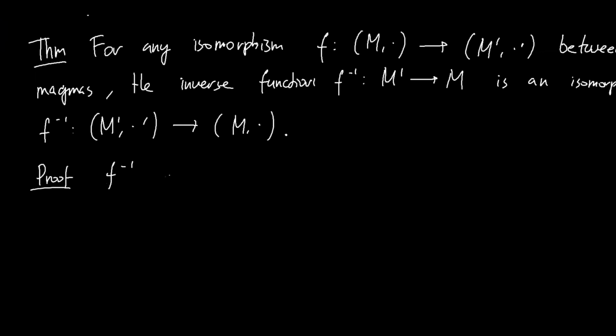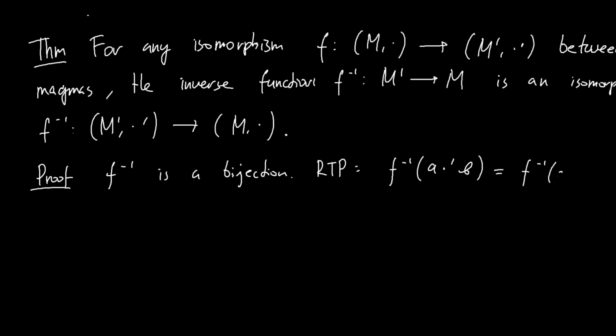Well, the thing is that f minus 1 is clearly a bijection, because f is a one-to-one function, so its inverse will also be a one-to-one function. But now we want to prove that it preserves the compatibility law, right? So what is required to prove is that f minus 1 of a dot prime b equals f minus 1 of a dot f minus 1 of b. That's what we want to prove, right? So we are going to prove that by a series of computations.